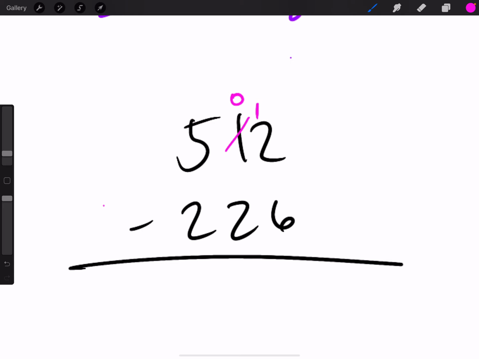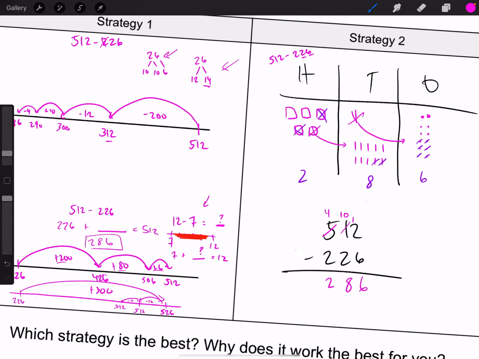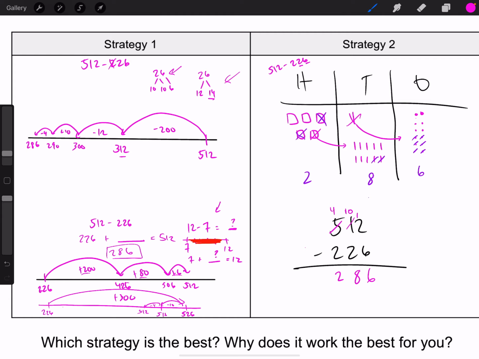So I have 12 ones minus 6 is 6. I don't have enough tens to subtract. So I'm taking one of the hundreds, and I have 4 left. And I'm moving it over. So now I had 0 tens, but now I have 10 tens because I took one of the hundreds. 10 tens minus 2 tens is 8. And then 4 hundreds minus 2 hundreds is 200. So I have 286. Those are kind of all the different ways we went over it. I think when we did addition, it was a little bit easier to come up with a lot of strategies. And subtraction is a little bit harder.